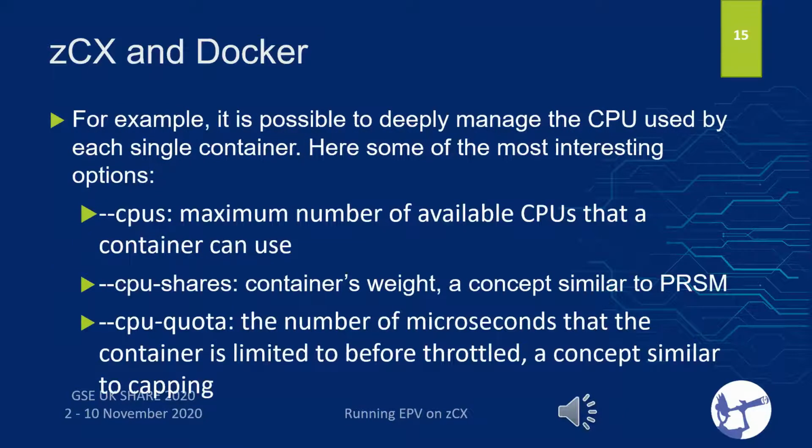For example, you have the possibility to manage the CPU used by each container. There are a lot of available options, but here we will see only the most interesting. The first option is the CPUs, which represents the maximum number of CPUs that a container can use. Another interesting option is CPU shares, which is the container's weight, in a concept very similar to PRSM in z/OS.